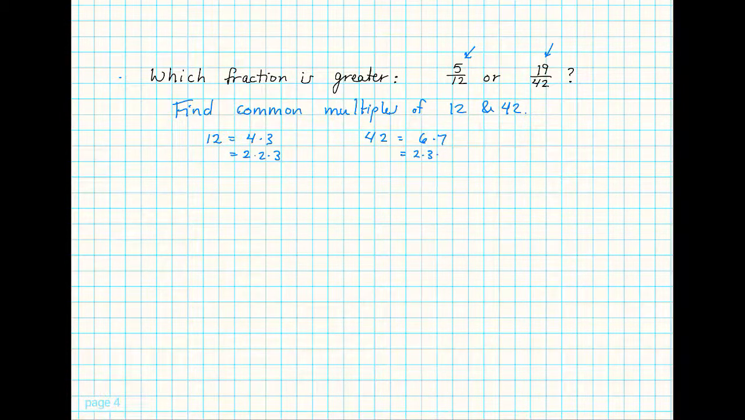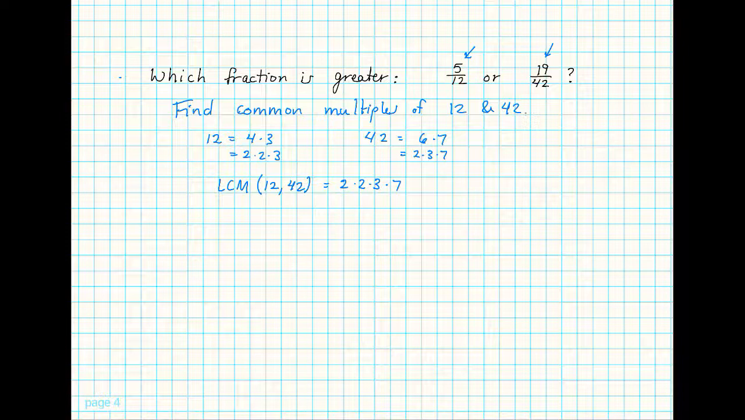So the least common multiple of 12 and 42 is, well, I need at least 2 factors of 2 and a factor of 3. Those are covered in 42, and I also need a factor of 7. Okay? To be honest, I don't care what this number is right now. I like the prime factorization because it gives me extra information.